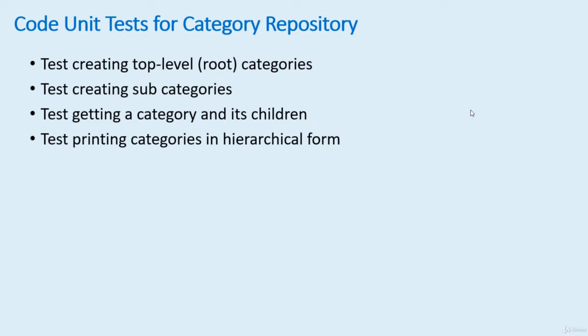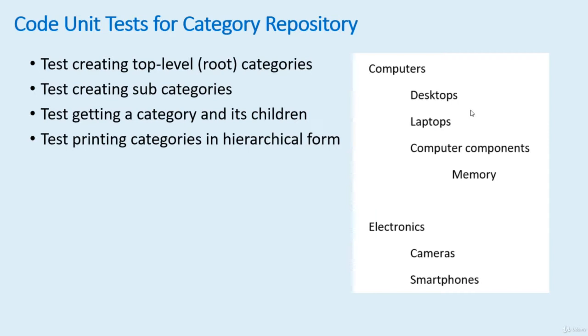In our test, we persist the category information in the database like this, with two top-level categories: computers and electronics. And under computers, we have desktops, laptops, computer components, and memory under computer components. And we have cameras and smartphones as subcategories under electronics.